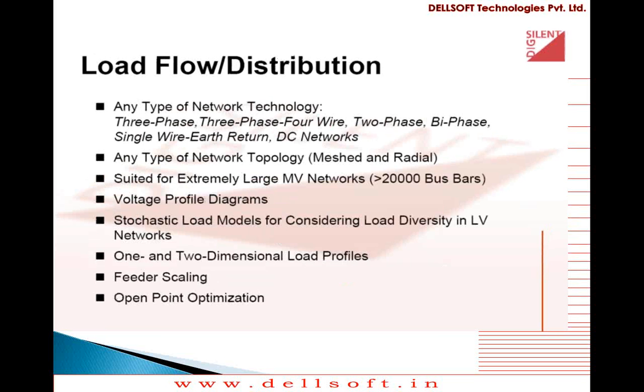In load flow distribution, any kind of network topology like three-phase 4-wire, two-phase, biphase, single-phase or single-wire earth return, and also combined DC networks, we can do. Any type of network topology, meshed or radial, or both, can be handled. Suited for extremely large MV networks, more than 20,000 bus bars can be analyzed. The software comes in two parts: one is the educational version and one is the research version. In the research version, there is no limitation, so we can analyze our network with more than 20,000 bus bars.